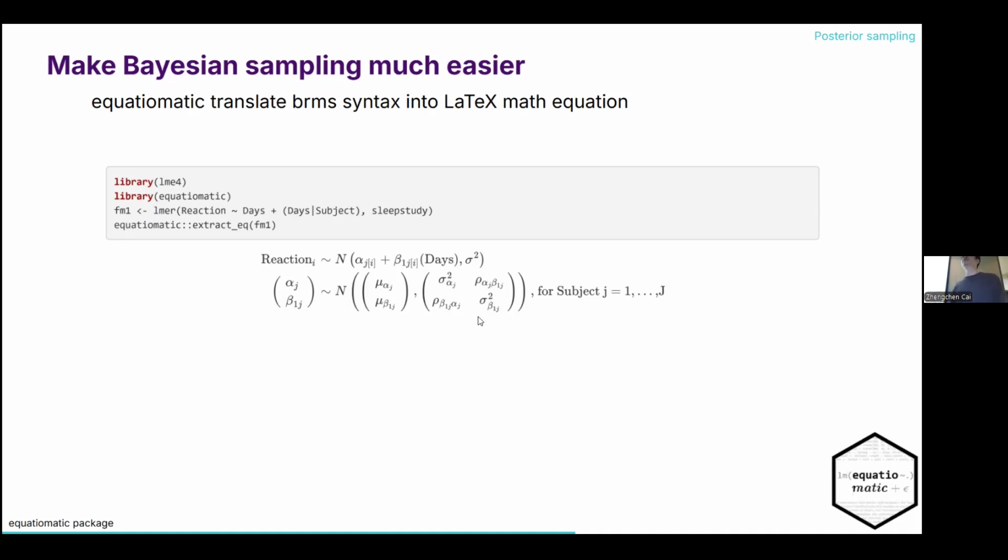But actually, most people, when they learn regression, they don't write this equation. People mostly start with this. That's why brms is popular. Because for frequentist statistics, people do frequentist inference, they can easily switch to Bayesian because you're going to use a similar syntax. It's just a different way of sampling.